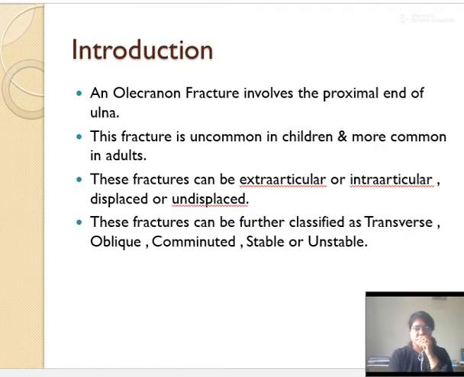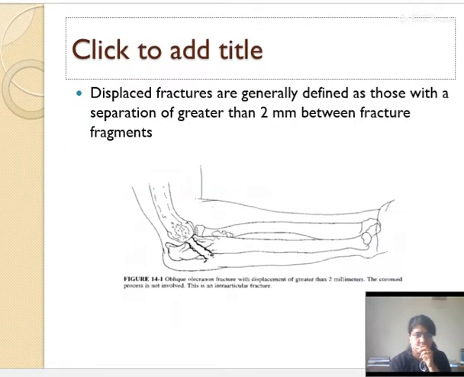Coming on to the introduction, it is the fracture which involves the proximal end of the ulna. This fracture is not common in children and it is more common in adults. These fractures can be extra-articular or intra-articular, displaced or undisplaced, and can be classified as transverse, oblique, comminuted, stable or unstable. The displaced fractures are generally defined as those which have a separation of more than 2 mm of the fracture segments.